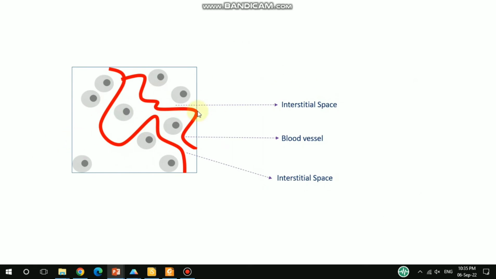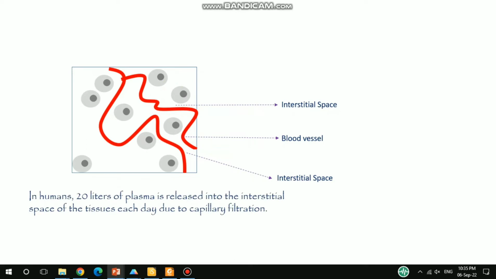As you see in this figure, the interstitial space is the space in between the tissues. In humans, 20 liters of plasma is released into the interstitial space of the tissues each day due to capillary filtration. The fluid that comes out because of this capillary filtration is known as the interstitial fluid. So this is around 20 liters per day, and then 17 liters is reabsorbed directly by the blood vessels.